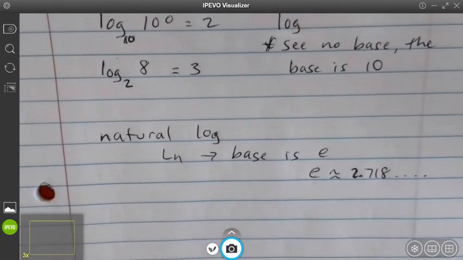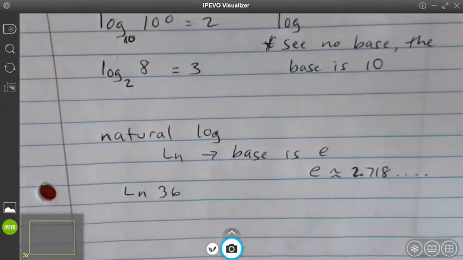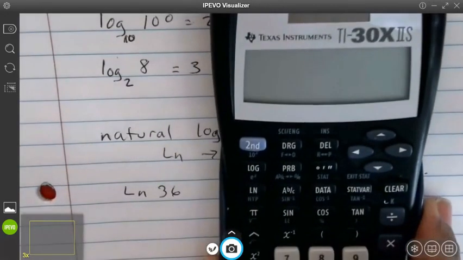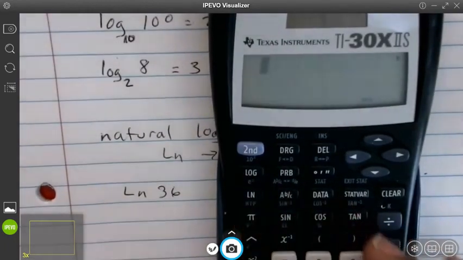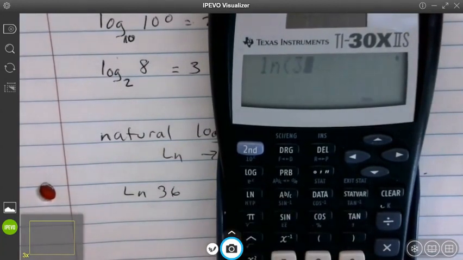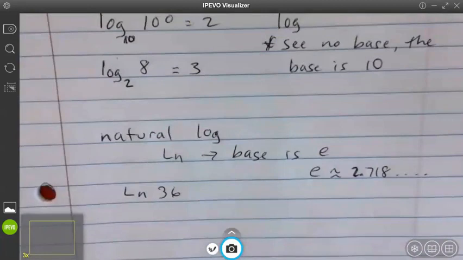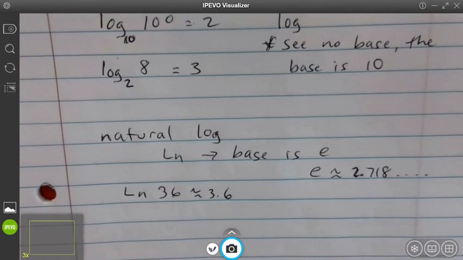Natural log is very easy. If I wanted the natural log of 36, you can just put that into the calculator. Natural log 36, and you should end up with a decimal. It'll be about 3.6, so it's approximately 3.6. Always remember that when you have natural log, the base is e.